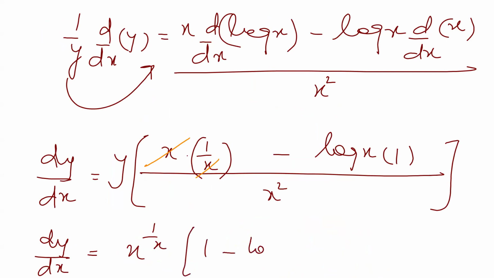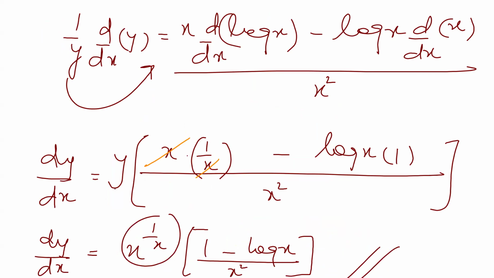Okay. And this is 1 minus log x upon x squared. That's your final answer. x raised to 1 upon x, that is the value of y. And the simplified form of the box bracket is 1 minus log x upon x squared.